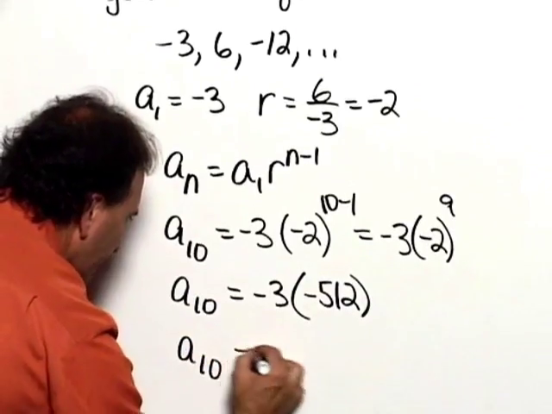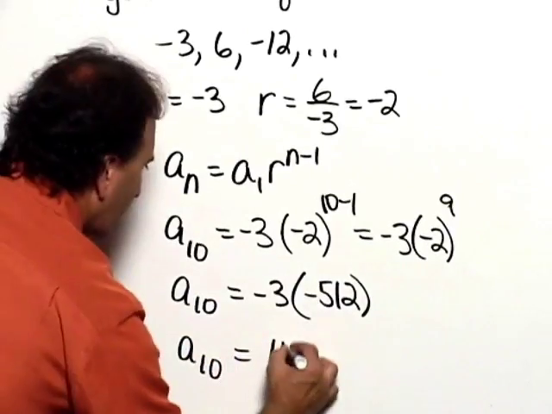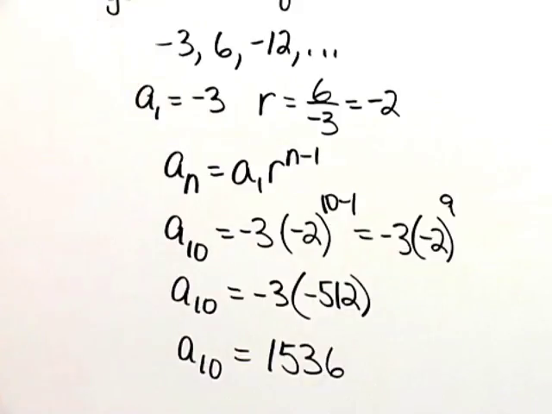If we multiply those together, we get a sub 10 is equal to 1,536. So the 10th term is 1,536.